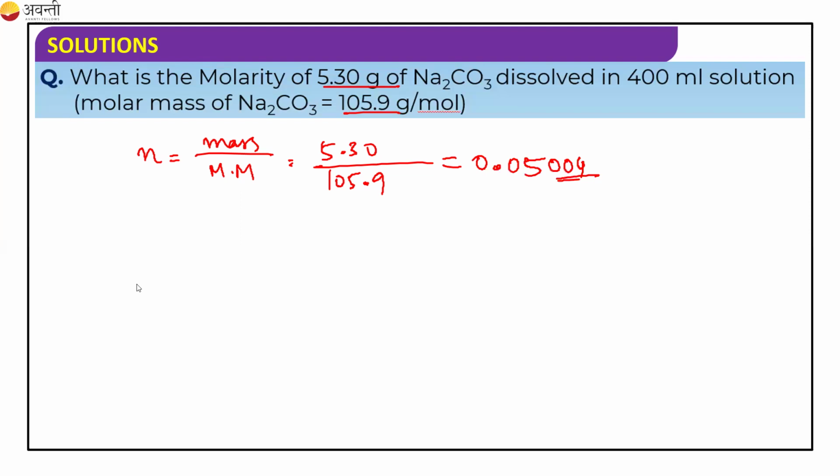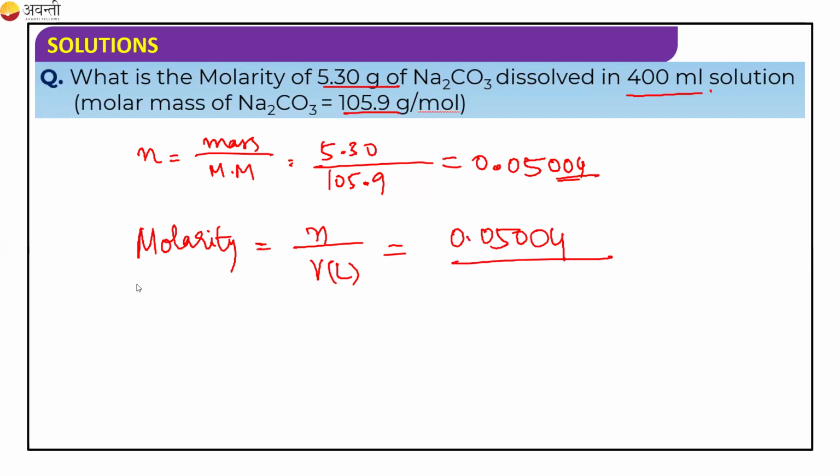Now, the number of moles is calculated and the volume is given in the question, but in terms of milliliter. So we can convert that into liter by dividing by 1000. Straight away I'll go to the formula. Molarity is equal to number of moles by volume in liter. So the number of moles is 0.005004, divided by the volume of the solution, which is 400 divided by 1000, and that 1000 will go to the numerator.